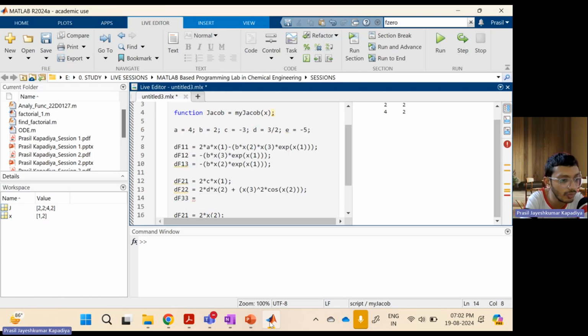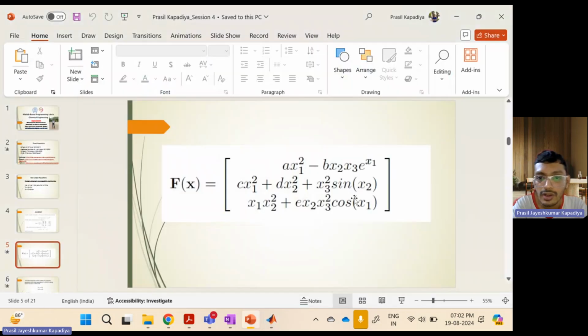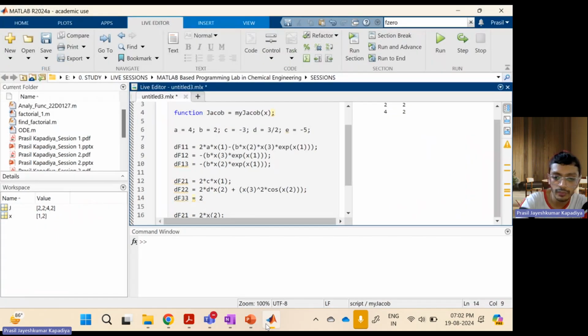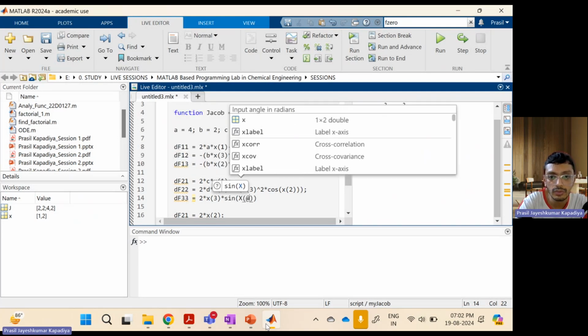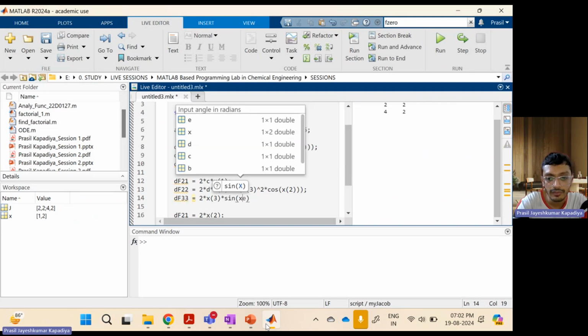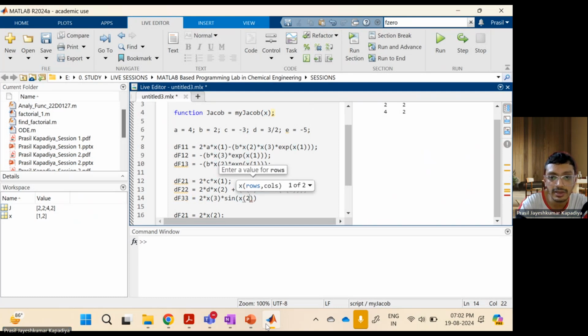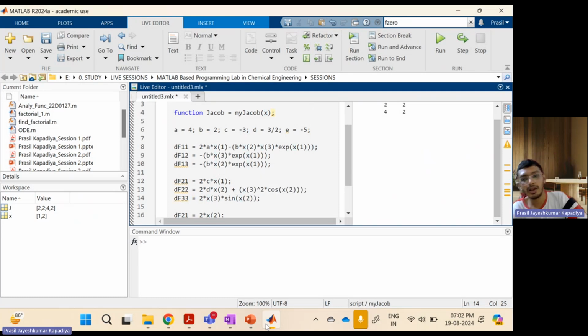And my df33 will be equal to the third derivative. So x3 is just here only, so it will be 2 into x3 into sine of x2. Be really careful while writing this question. Okay, so this is my df33.